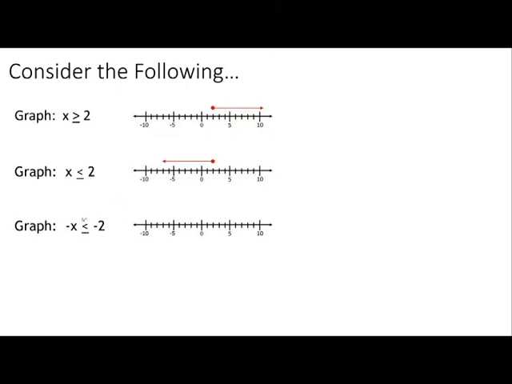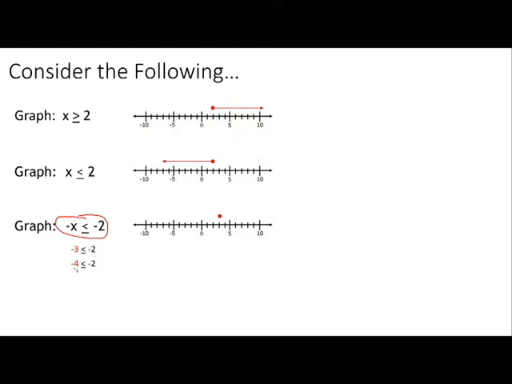Which brings us to this one right here. Remember, we said negative signs do weird things to inequalities. So you're probably going to want to guess and check some points to see which one works before you come up with your solution. So I'm going to do that here. If I were to pick a 3, the opposite of 3 is negative 3, which is less than or equal to negative 2. So 3 is a possible solution.